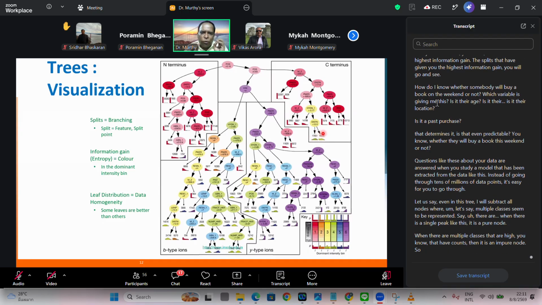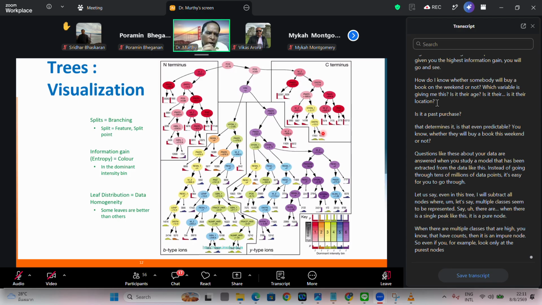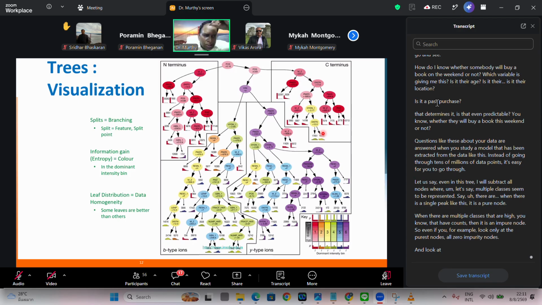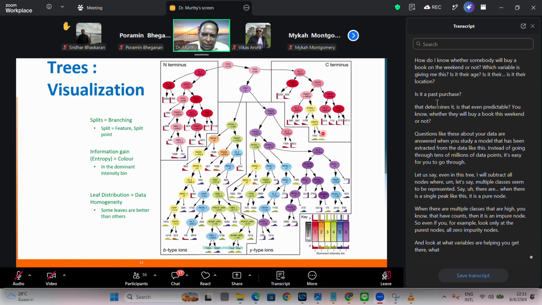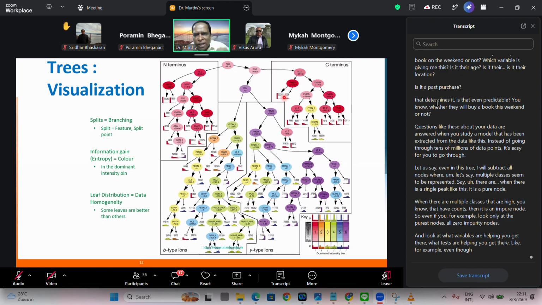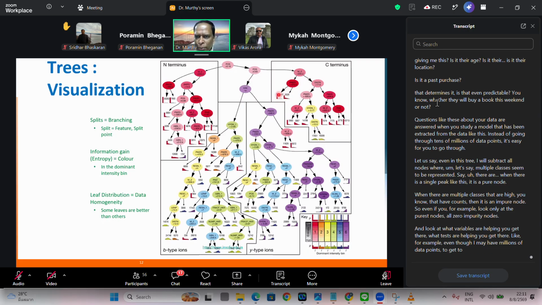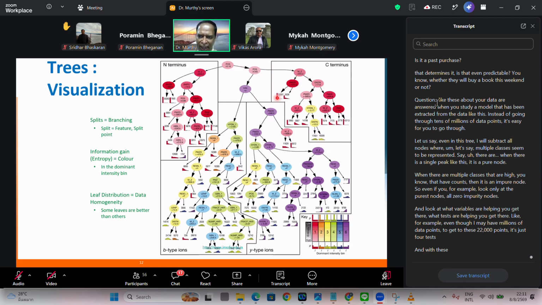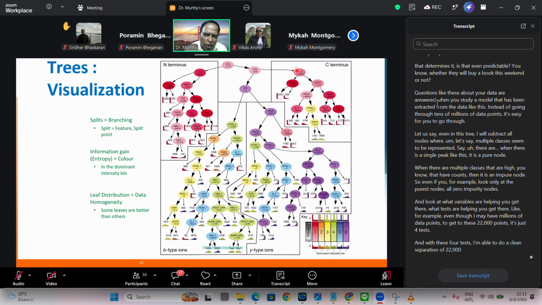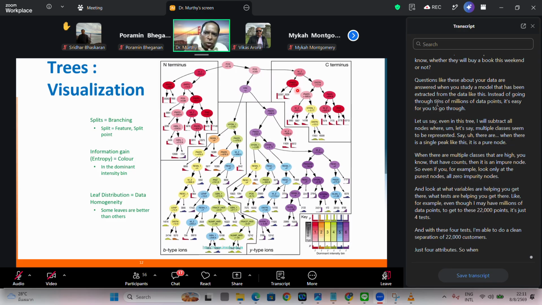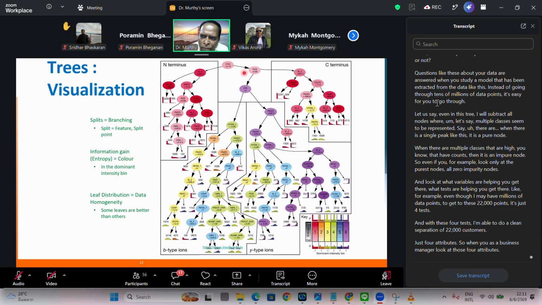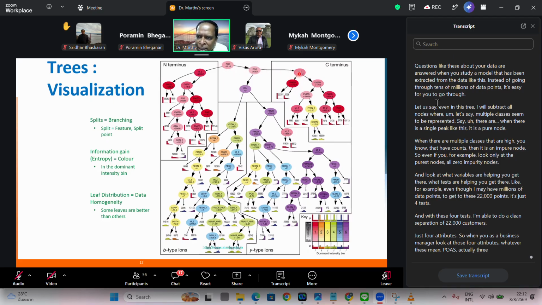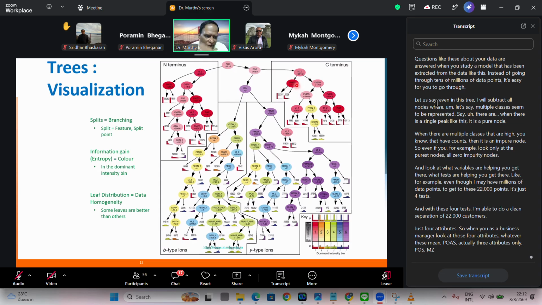So even if you, for example, look only at the purest nodes, all zero impurity nodes, and look at what variables are helping you get there, what tests are helping you get there. Like, for example, even though I may have millions of data points, to get to these 22,000 points, it's just 4 tests. And with these 4 tests, I'm able to do a clean separation of 22,000 customers, just 4 attributes. So when you as a business manager look at those attributes, whatever these mean, POS, actually 3 attributes only, POS, MZ, and PMZQ, whatever those attributes are.